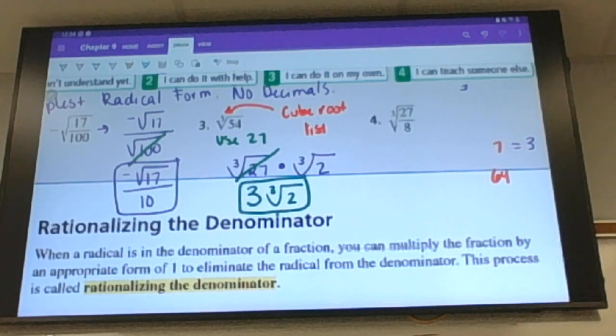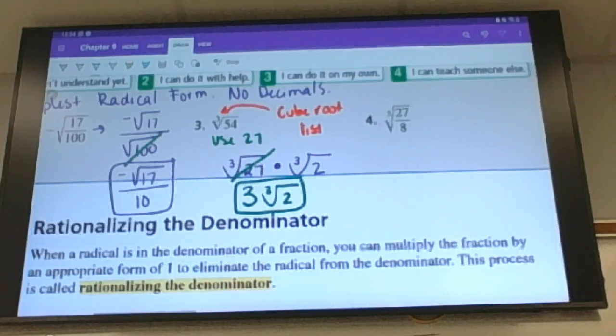Brody, did you do number 4 yet? No. Did you do number 3? Left it behind.